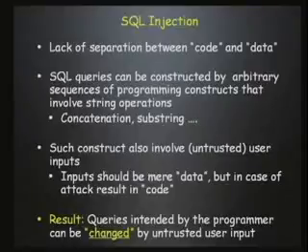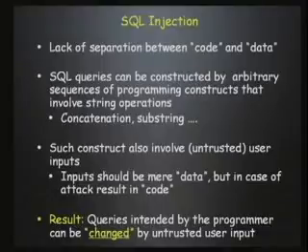That is, user input, input coming from the user that's untrusted, is influencing the query. In the example, we had an OR coming from the user, which allowed the query to be changed, right? So SQL queries can be constructed in a program by an arbitrary sequence of programming constructs, and these involve string operations like concatenation, substring, and so on.